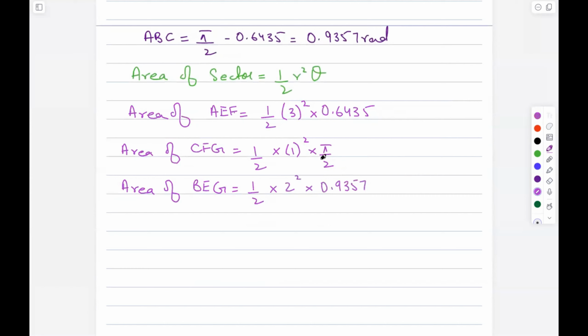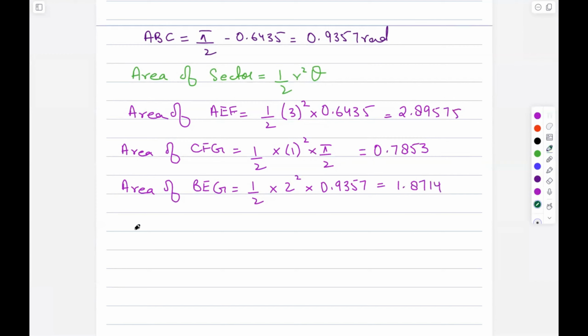Once we have these areas, we can substitute these in the calculator. The area of the first sector will be 9 multiplied by 0.6435, divided by 2, so that answer will be 2.89575 centimeters squared. For the area of CFG, that will be pi divided by 4, which is 0.7853 centimeters squared. And this will be 0.9357 multiplied by 4, and then dividing by 2, we get 1.8714.